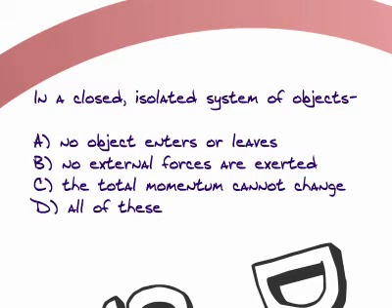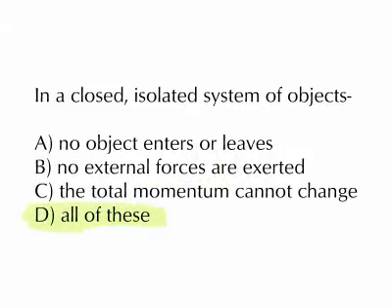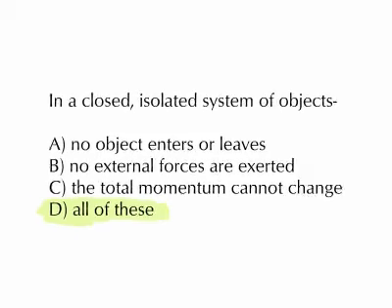Let's take a look at collisions. In a closed, isolated system of objects, what of these applies? The answer is all of them. In a closed, isolated system of objects, no object enters or leaves, there are no external forces, and the total momentum cannot change. It must be conserved.